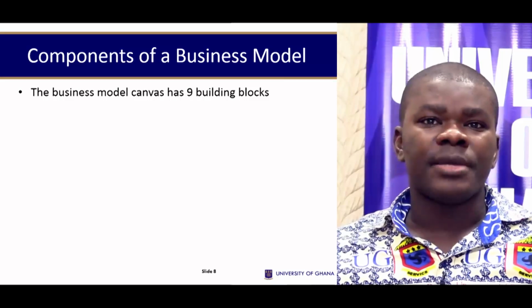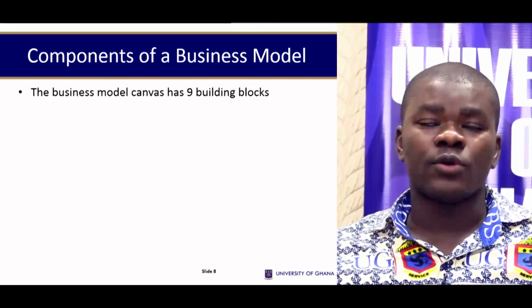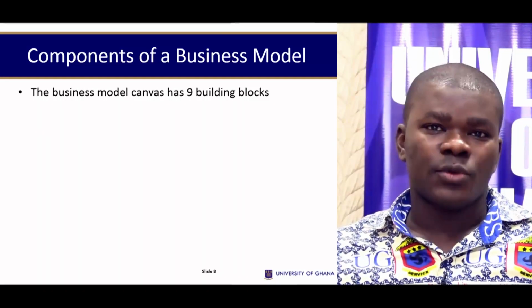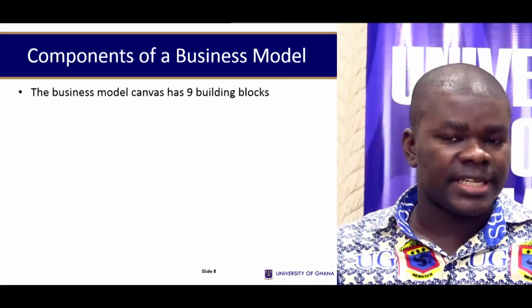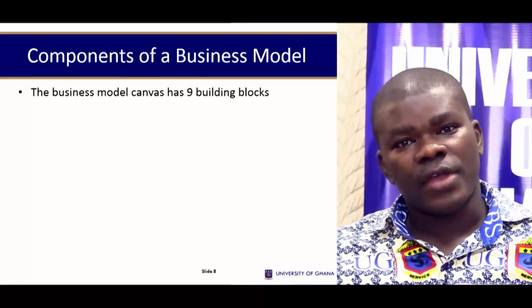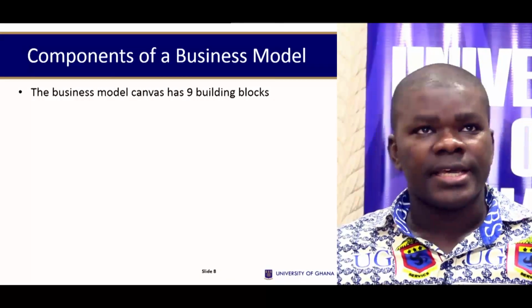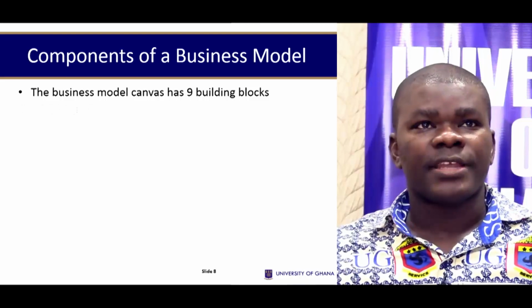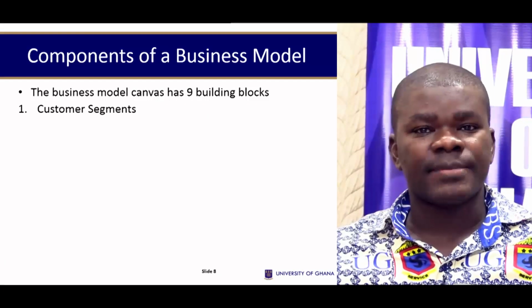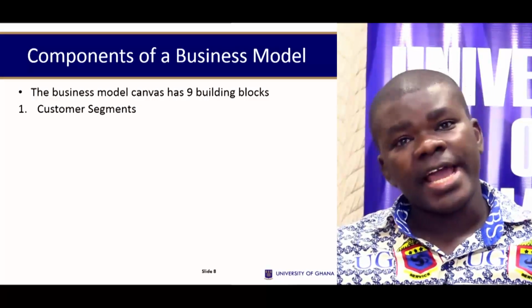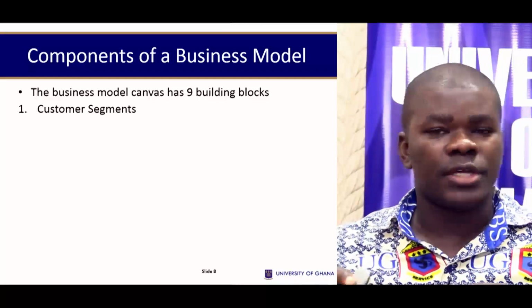So what are the 9 main building blocks of a business model canvas? In other words, if you have an idea, as we learned in session 4, in this session 5 we are saying that at the end of the session, you should be able to turn your idea into a business. How do you go about it? These are the things that you need to know. The first thing is that you need to know what your customer segments are. So for the idea that you have, who are the customers that you are looking for?